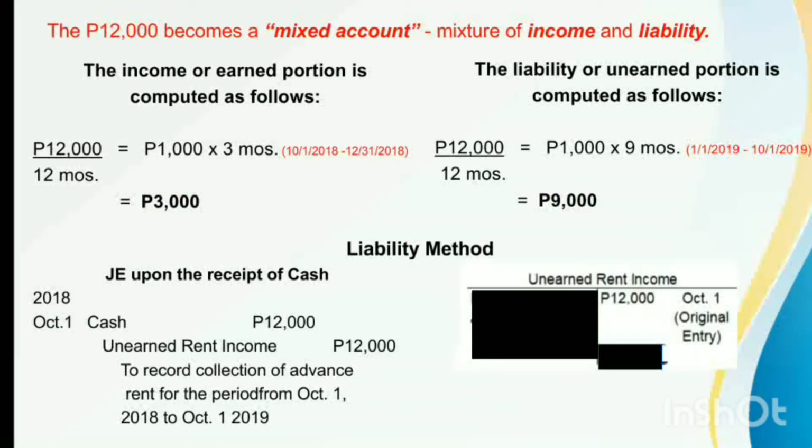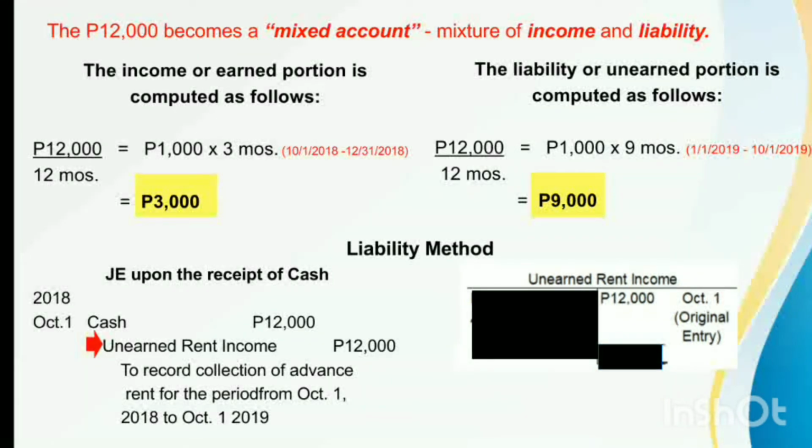Let us now move on to liability method. On October 1, 2018, the pre-collected income is recorded with a credit entry to unearned rent income of 12,000 pesos. So if we're going to post it in the ledger or in the T account of unearned rent income and there is no adjusting entry made at the end of the accounting period, the unearned rent income balance on December 31, 2018 will still be 12,000 pesos, which is not correct. Because based on our computation, the liability or the unearned rent income portion is only 9,000 pesos, not 12,000 pesos, because the 3,000 is already an income.